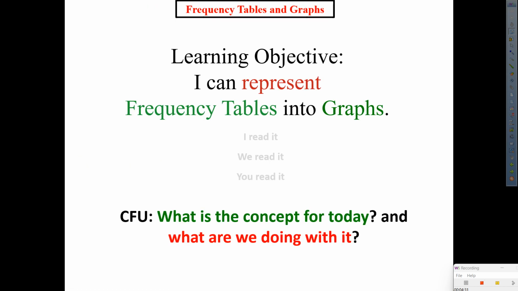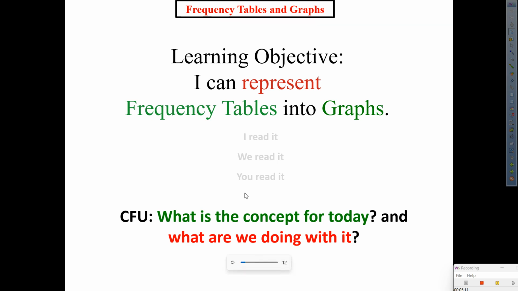Let's go. All right, get a Cornell note. People, today we're moving on from tables to graphs. Our objective for today: I can represent frequency tables into graphs. So yesterday we started with frequency tables, also known as, what one word? Tell your neighbor. Distribution. That is correct. So whenever you see distribution or distribution frequency, they're talking about tables.